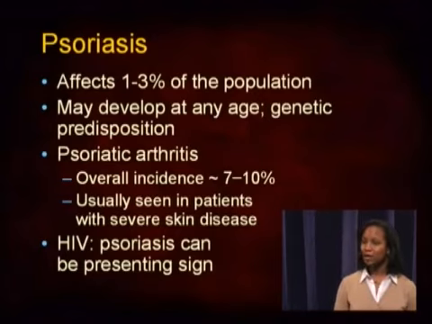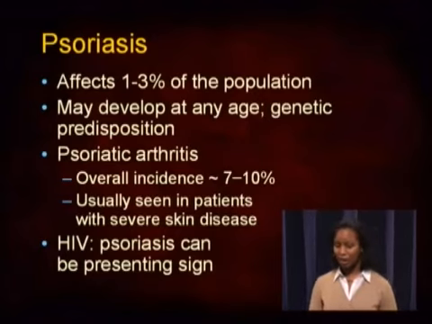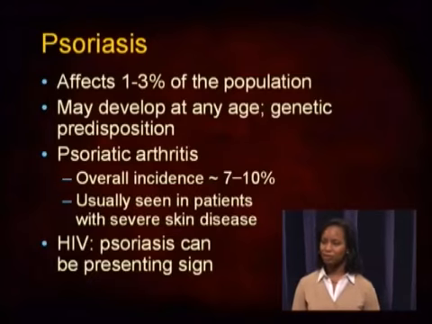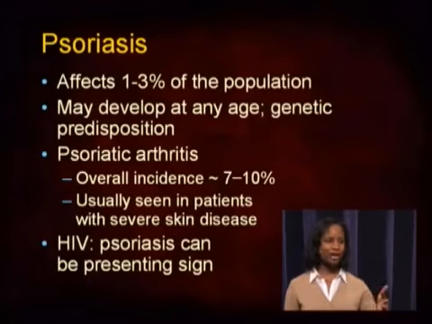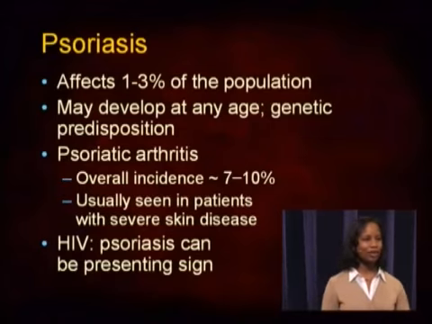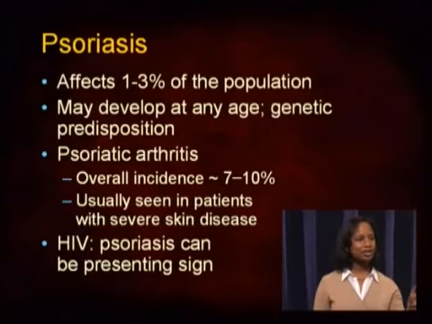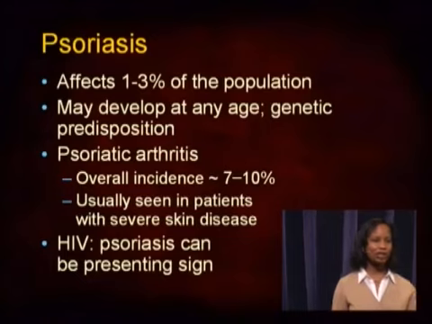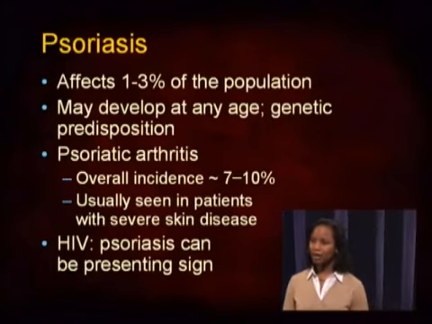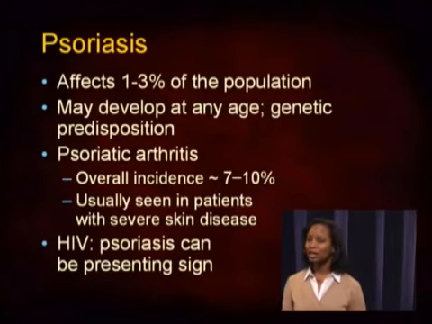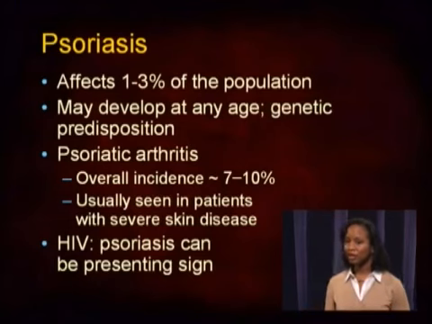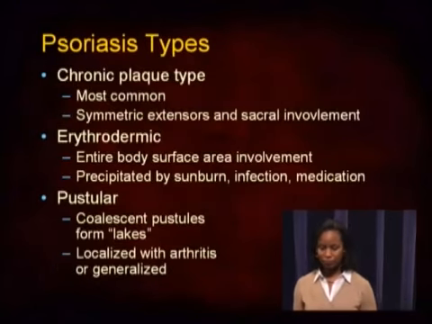A small percentage of patients with psoriasis also have psoriatic arthritis, about 7 to 10%, and sometimes you can predict that patients with more severe psoriasis are going to develop that psoriatic arthritis, and there's a small percentage of patients who have psoriatic arthritis that never develop the skin disease. In patients who are immunocompromised, particularly those with HIV, psoriasis tends to be more severe at their initial presentation.